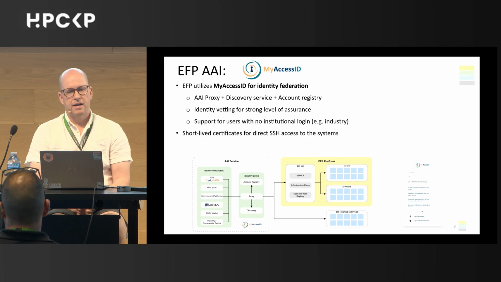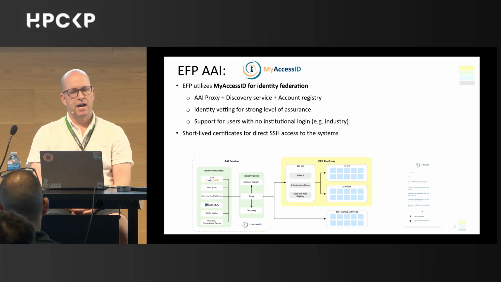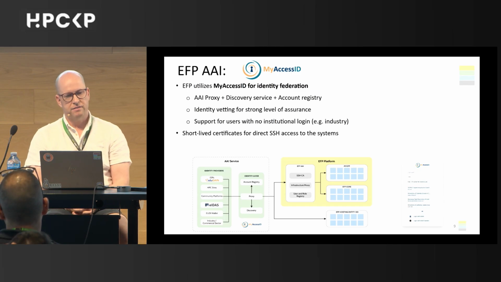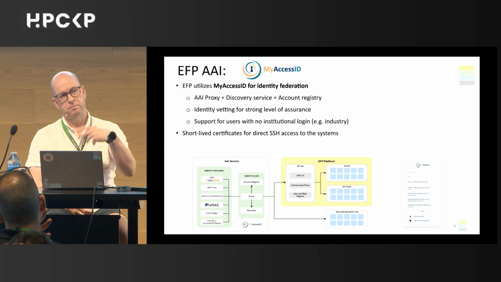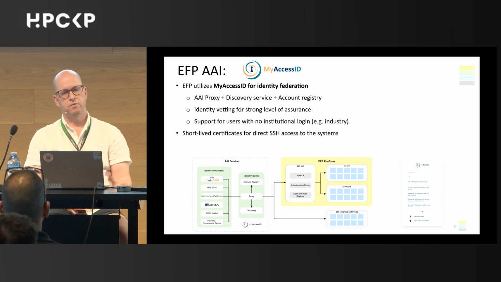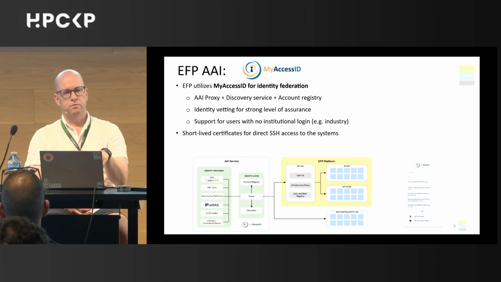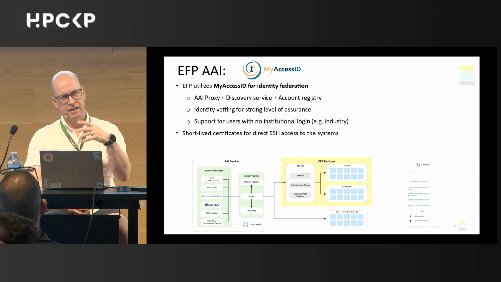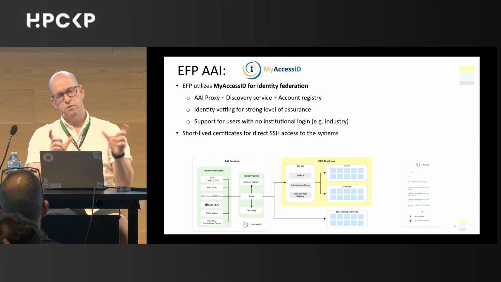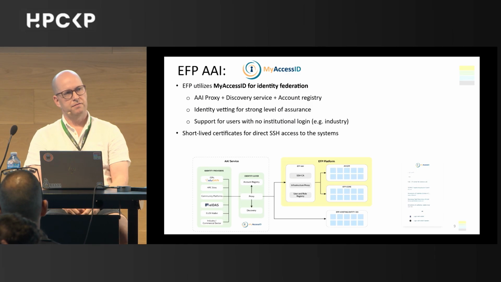For the direct access, it's MyAccess ID that creates the short-lived certificates that are accepted by the resources. So basically, you have your normal SSH key, you communicate that SSH key to MyAccess ID, and it creates a certificate based on the key that you've added, right? So it authenticates you and then creates a certificate. You can use that combination of key plus certificate then to access the resources.